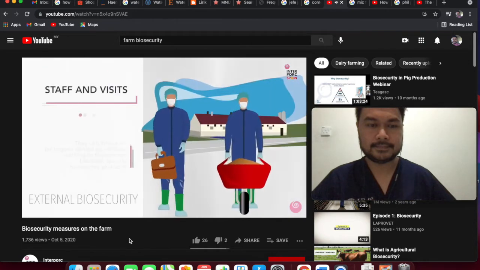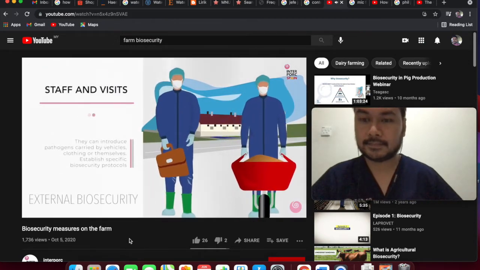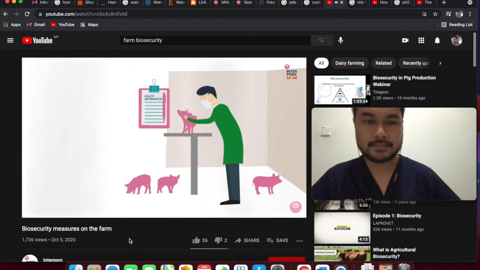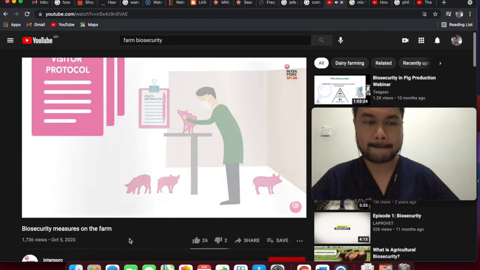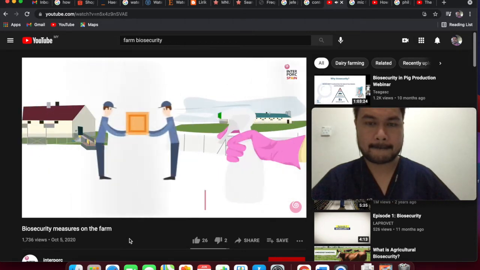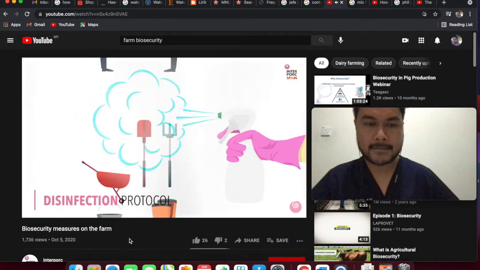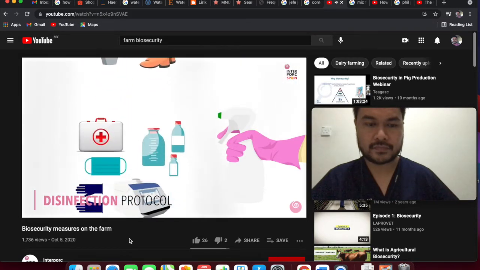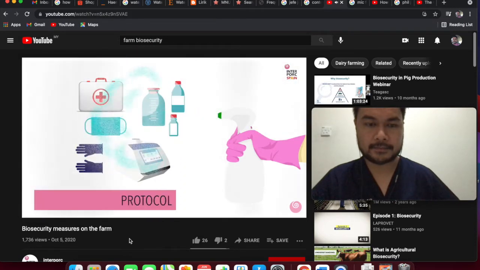Staff and visits. Any outsiders shall be considered a risk and the specific visitor protocol shall be applied to them, providing them with appropriate protective clothing and footwear. Likewise, a disinfection protocol shall be applied to supplies, tools and sanitary material in order to guarantee they are harmless.